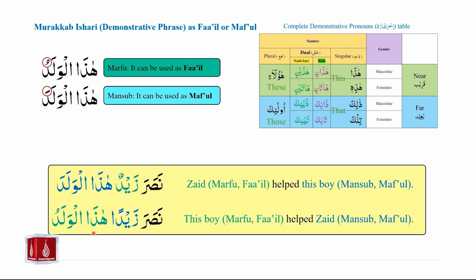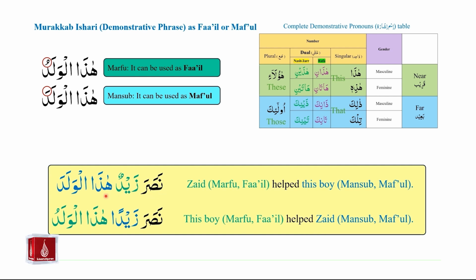Nasara Zaidan hazal waladu. In this example, Nasara is fi'il. Hazal waladu is the demonstrative pronoun that is being used as fa'il. Why? Because hazal waladu is marfu and it is marfu because the musharun ilay al waladu is marfu. Nasara fi'il, hazal waladu fa'il which is marfu, and Zaidan is mansoob and it is therefore maf'ool. Zaidan is the recipient of the action. Nasara Zaidan hazal waladu will be translated as this boy helped Zaid.